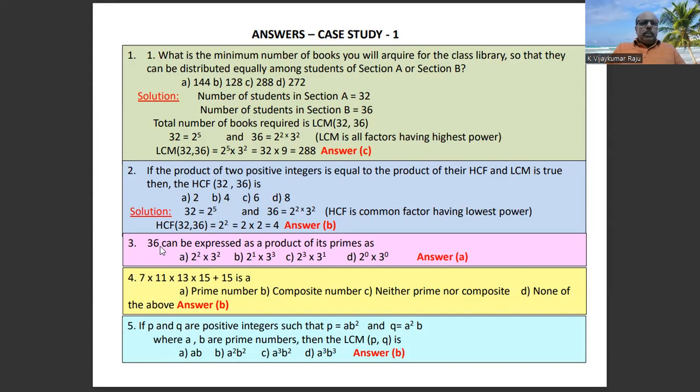Now the third question is: 36 can be expressed as a product of its primes as. Now we have seen in the second case how we have expressed 36 as a product of primes, because 2 and 3 both are primes. So 2 raised to 2, 3 raised to 2. So 36 can be expressed as this. From among these options, 2 raised to 2, 3 raised to 2 is in the first option. So your answer is option A.